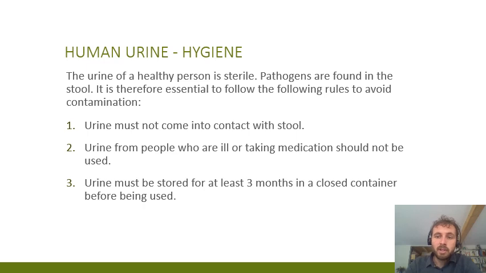So about the hygiene, what we need to know if we want to use urine is that the urine of a healthy person is sterile. There's no pathogen in it. They are all in the feces. So if you can separate the urine from the feces, you get a hygienic product that cannot contaminate you or your crops or anything. So you should have urine that did not come in contact with stool, and you should have urine from people who are not ill or who are not taking medication. And as a precaution, you should store urine for 3 months before using it.